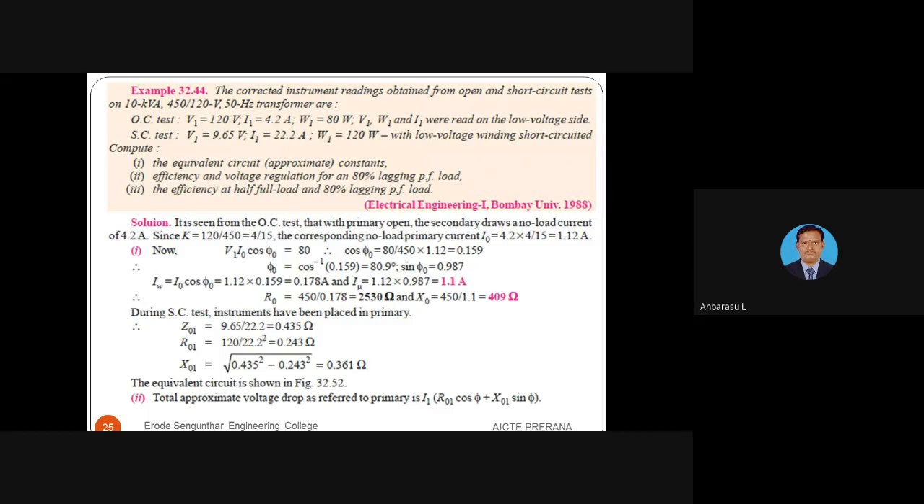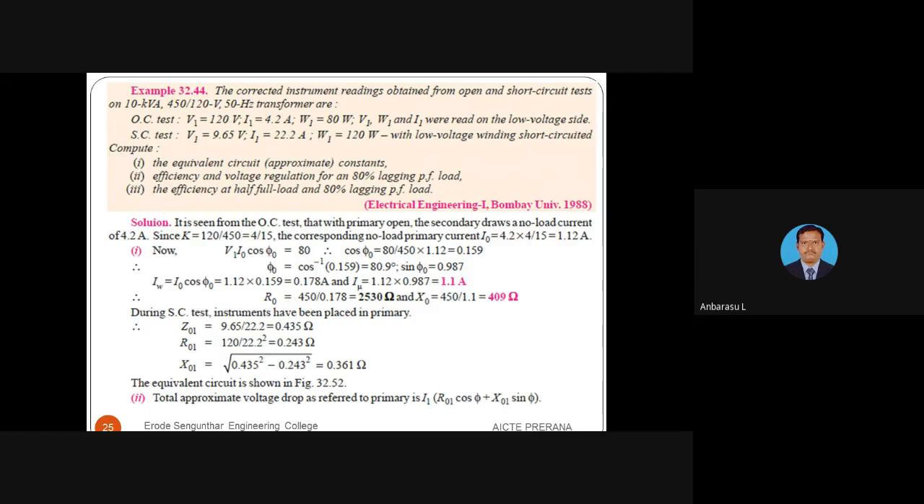Another problem, same open circuit test, short circuit test problem. Here the corrected instrument readings obtained from open circuit and short circuit tests on a 10 kVA, 450/120 volt, 50 hertz transformer are: open circuit test V1 equal to 120 volts, primary current I1 equal to 4.2 ampere, primary power W1 equal to 80 watts. V1, W1 and I1 were read on the low voltage side. Then short circuit test V1 equal to 9.65 volts, I1 equal to 22.2 ampere, W1 equal to 120 watts, with low voltage winding short circuited. Compute the equivalent circuit constants, efficiency and voltage regulation for 80% lagging power factor load, and the efficiency at full load and 80% lagging power factor load.